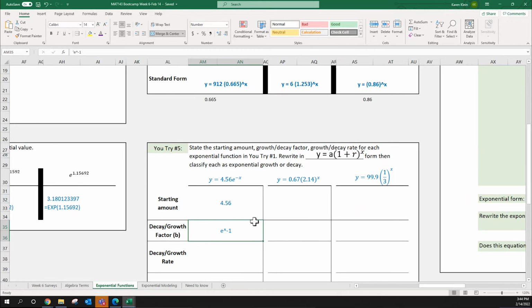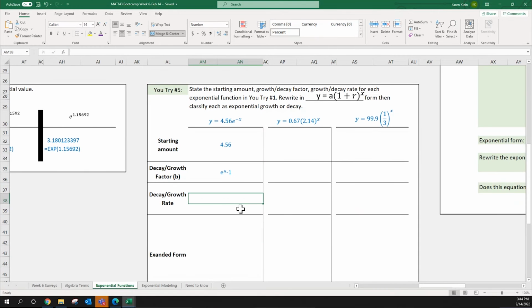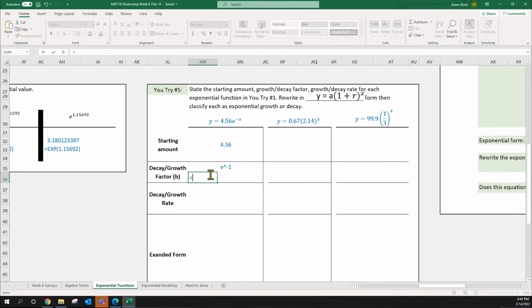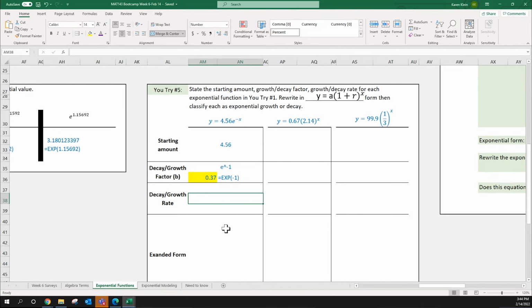So if you want, I might just leave it just like that for now, just so you can see what it is. And in fact, let me unmerge that cell, and then let's explicitly write that out. So this would be exp to the -1. So this is its value right here. So that's the value of your B.